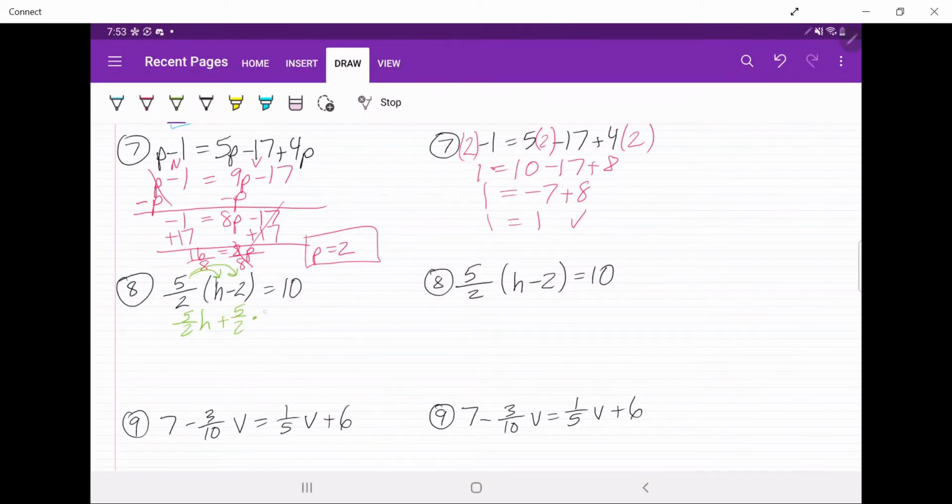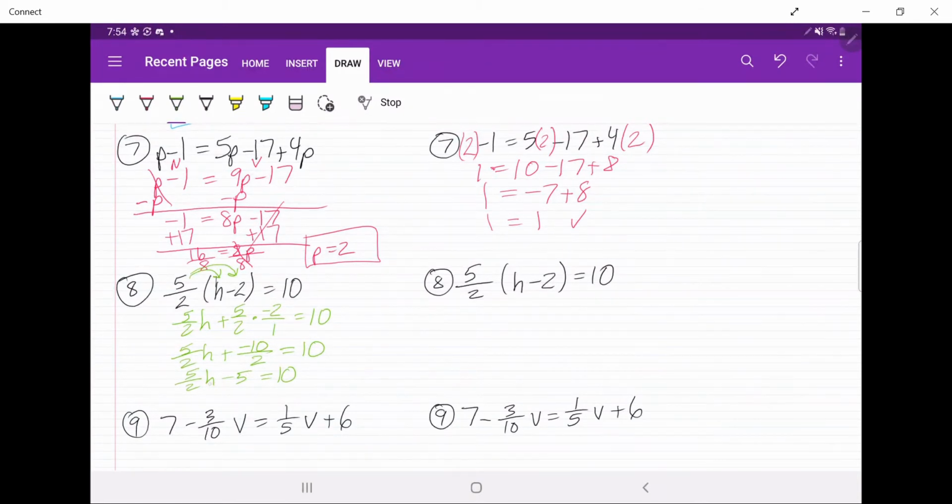5/2 times -2 over 1. And that equals 10. So we have 5/2h, and 5 times -2 is going to give us -10. So plus -10, and 2 times 1 is 2, equals 10. So now if we want to simplify the equation, we'll have 5/2h, and -10/2 is -5, so we write -5 equals 10.